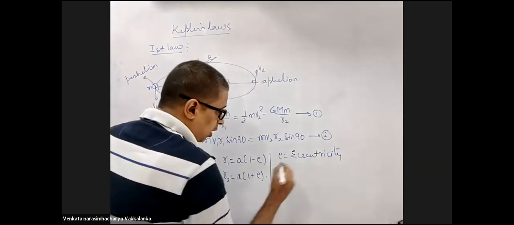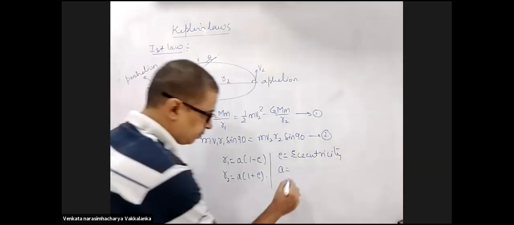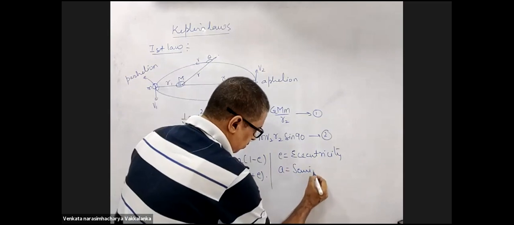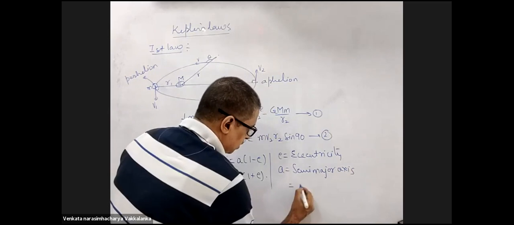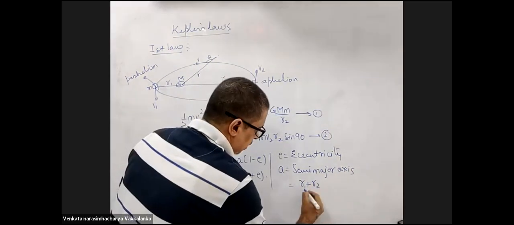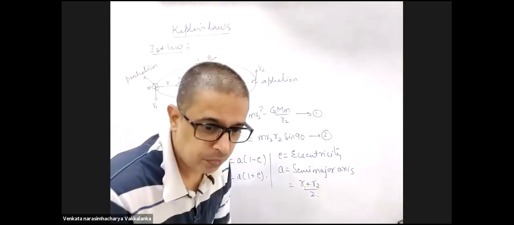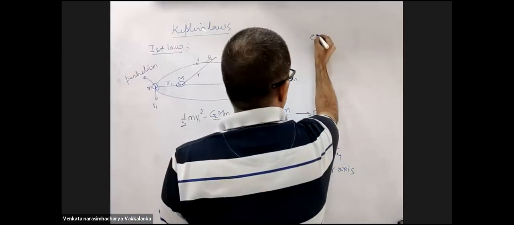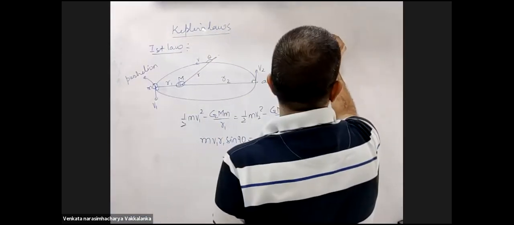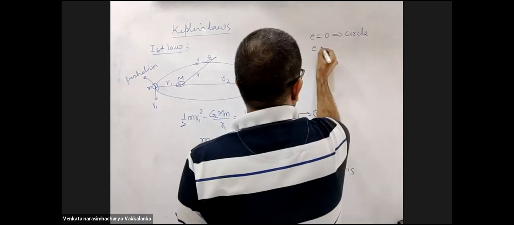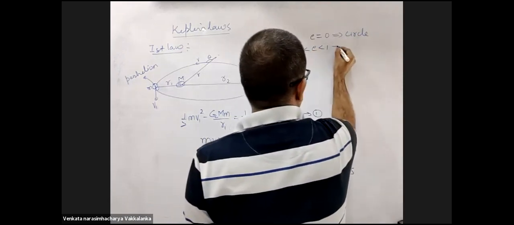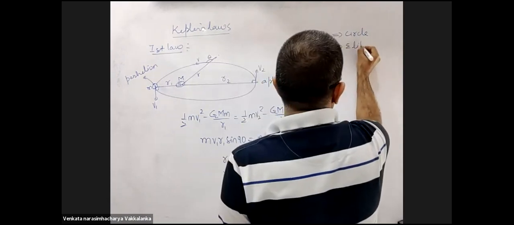What is A called as? Semi-major axis. Semi-major axis, meaning (R1 plus R2) by 2. What if e is equal to 0? It will be a circle. e less than 1 and greater than 0, it will be an ellipse.